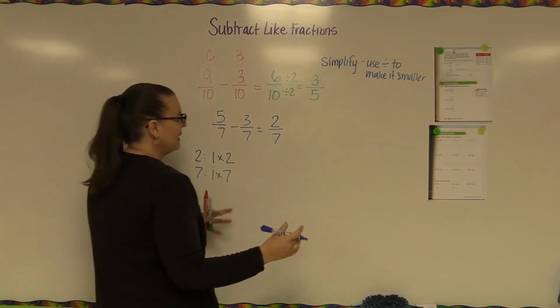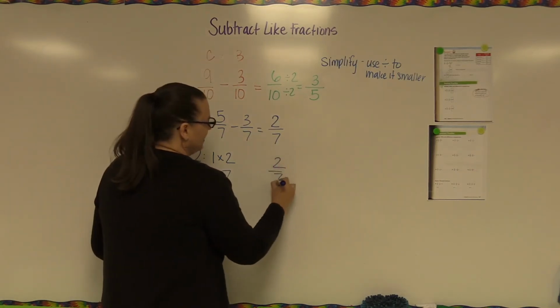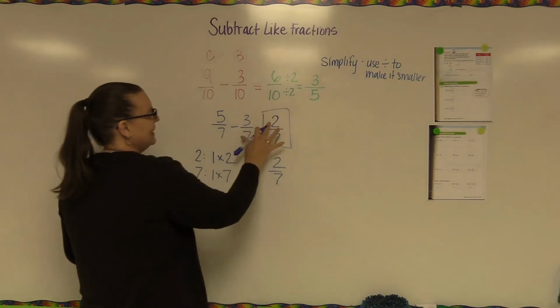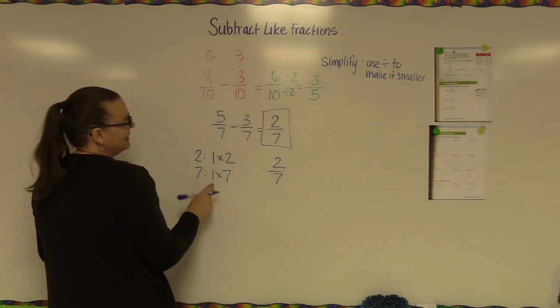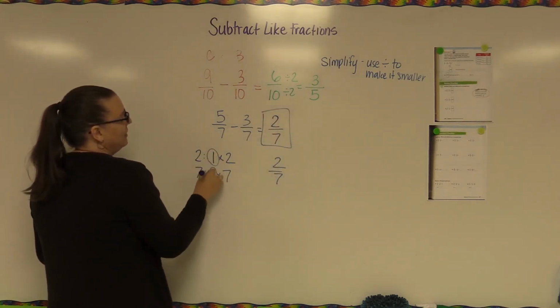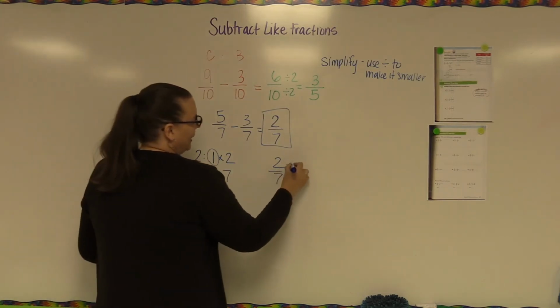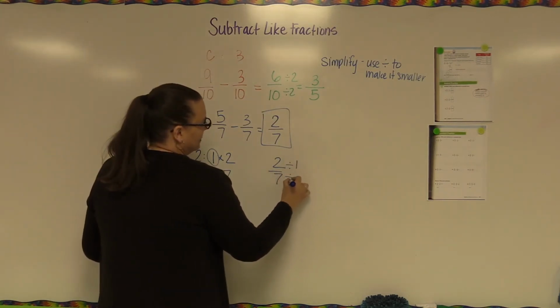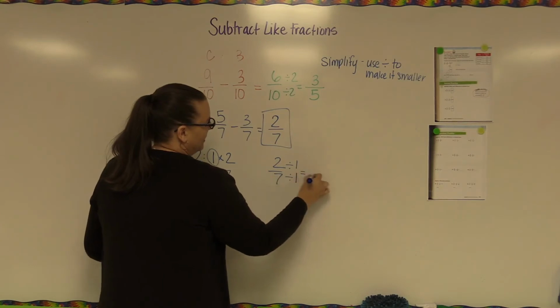And just for grins, let's watch what happens. We're going to make this our answer, so don't forget. That's the answer, leave it alone. But if you did this and you mistakenly said, oh, they have a 1 in common, what happens if I take 2/7 and I divide by 1?